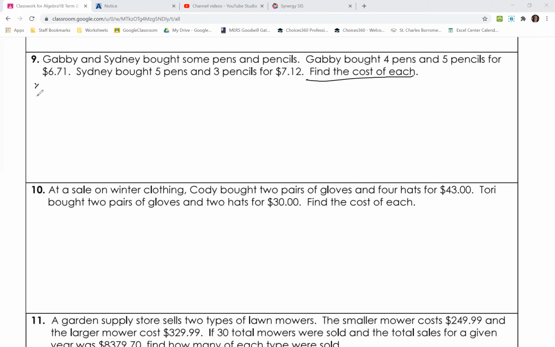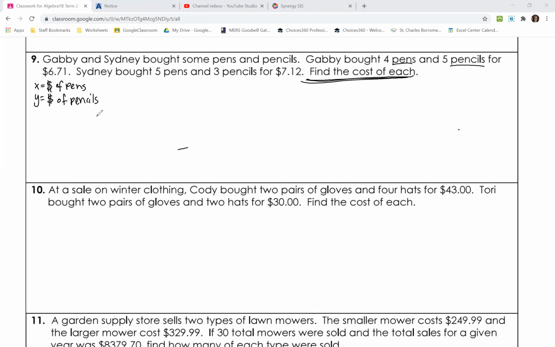Remember, if you are looking to define your variables, a good place to start looking would be that last sentence. I need to find the cost of pens and pencils. So we're going to say X is the cost of pens and Y is the cost of pencils. So these are the things I don't know yet. Whenever you're trying to decide how to define your variables, it's the things you don't know, okay?